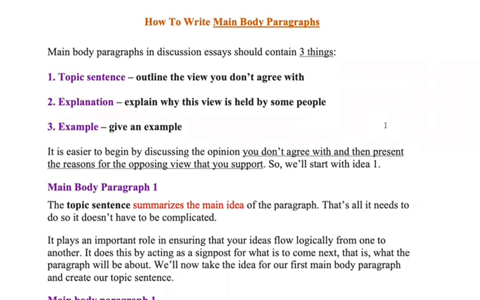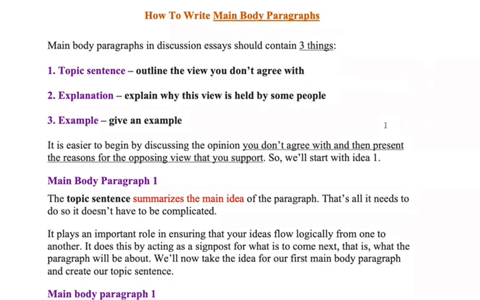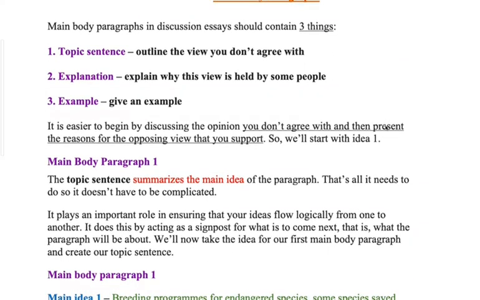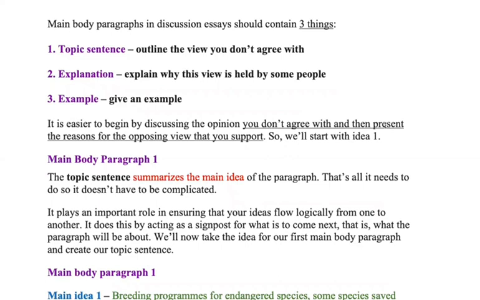It is easier to begin by discussing the opinion you don't agree with and then present the reasons for the opposing view that you support. So we'll start with idea one. Let's see main body paragraph one, and we are going to talk about the first idea, breeding programs. So the topic sentence summarizes the main idea of the paragraph. That's all it needs to do. It doesn't have to be complicated. Just summarize your main idea in your topic sentence.